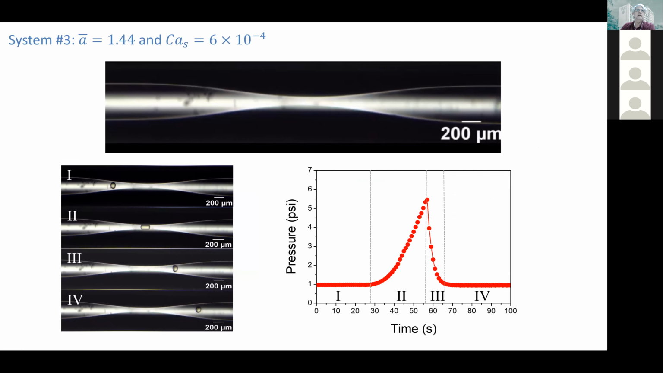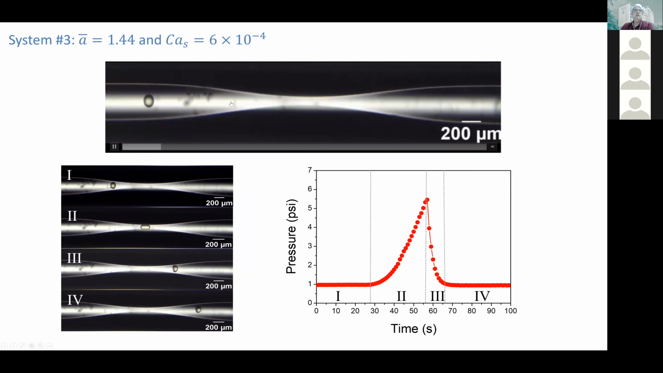Here's an example of a capsule flowing through a constriction. I'll play the video here. You're going to see the capsule needs to deform to flow through. As it deforms, the pressure goes up. We have a syringe pump where we are keeping a constant flow rate, up to a point that the pressure gets high enough, strong enough to force the capsule to flow through the constriction, and then the pressure goes down. So we know there is a mobility change.